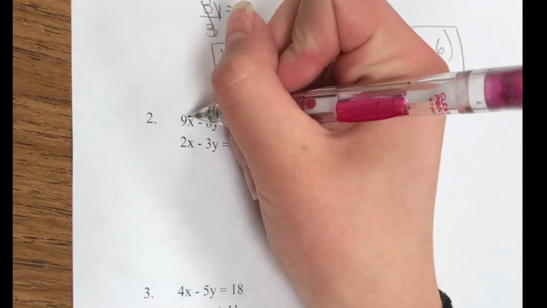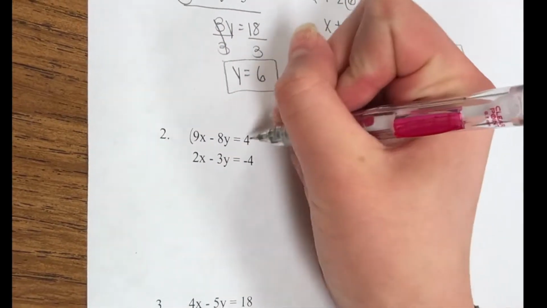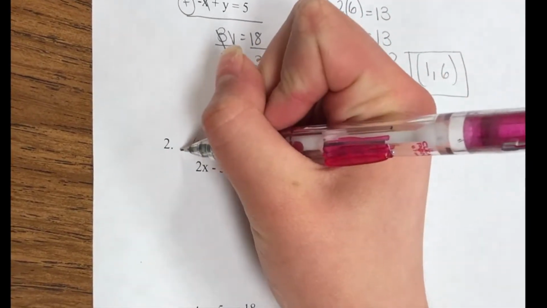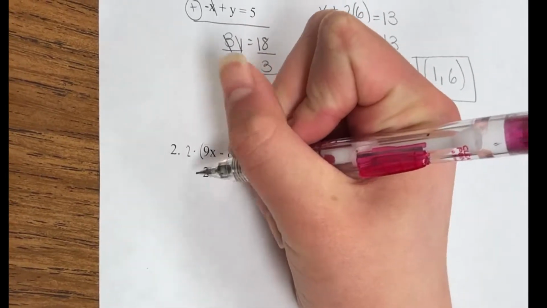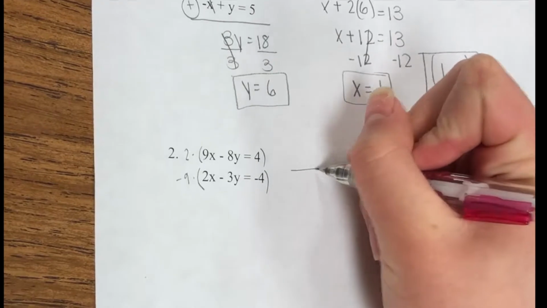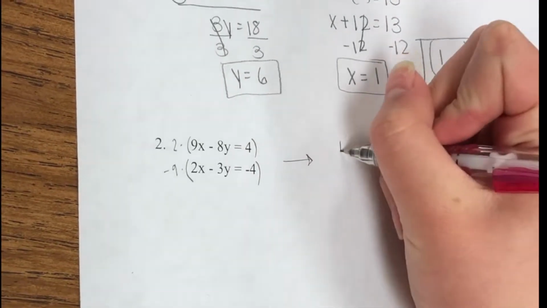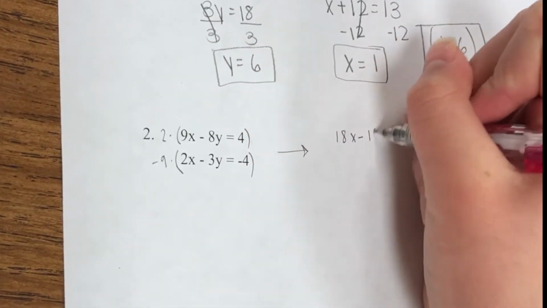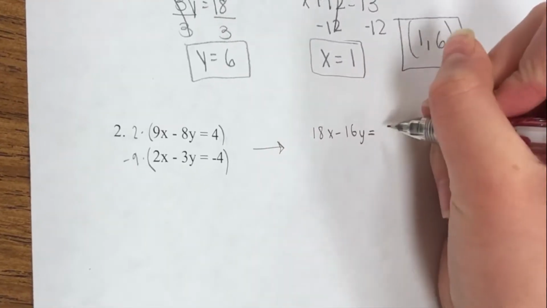The second problem is harder because we can't cancel out the x's and the y's as we did in the first. So we'd have to multiply each equation by a number. So the first equation, you would multiply it by 2 to get 18x, and then you'd multiply the second equation by negative 9 to get negative 18x, and then you could cancel out those x's.